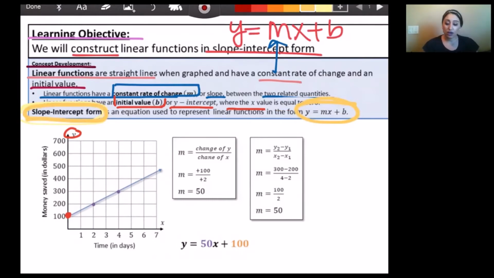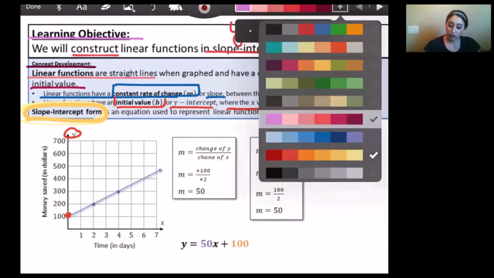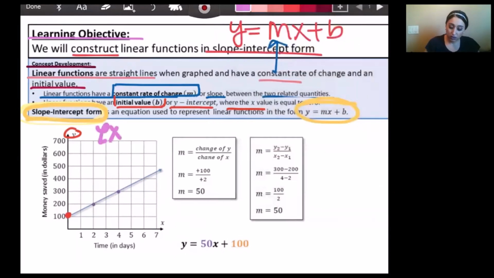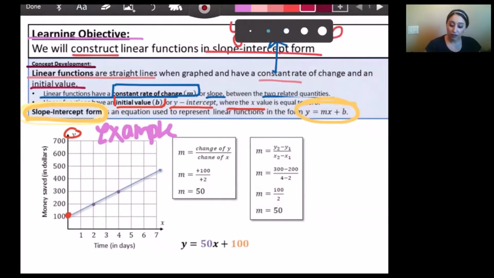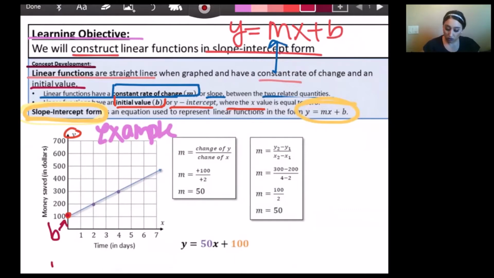So looking at our example, I'm going to write this over here so you guys can see this. In my example, on a graph, I have the initial value starts at 100. That is the starting point on the line. So b equals $100.